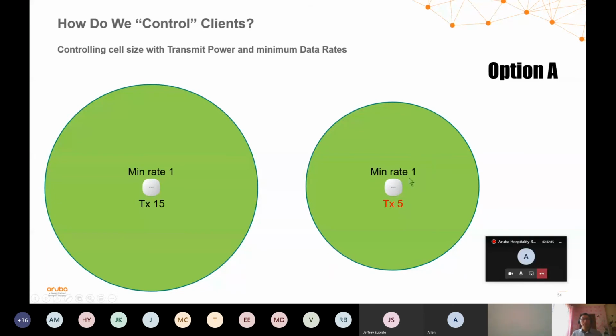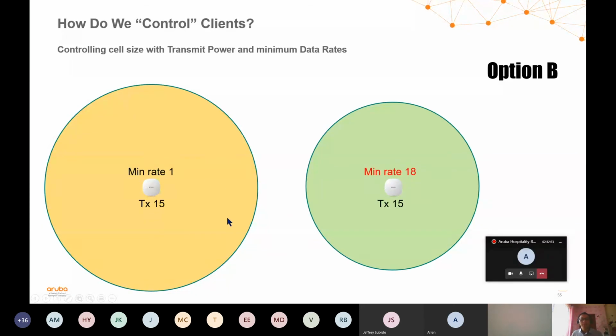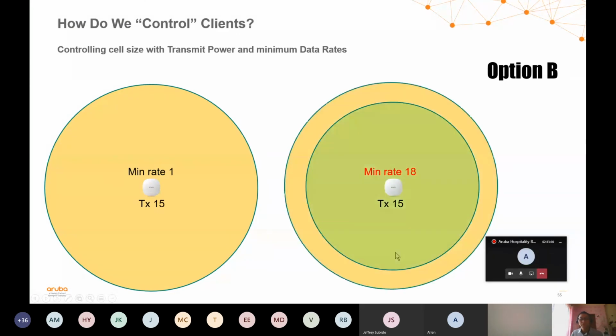The other way is to change the minimum data rate and increase it. So if I have a transmit power of 15 and a minimum rate of 1, this is my cell size. If I increase that minimum data rate to 18, that is going to reduce my cell size. It does not mean that the signal will stop there. The signal still goes out, and other devices can still receive signal from the AP, except that they cannot connect because they're too far away to maintain a data rate of 18 Mbps.